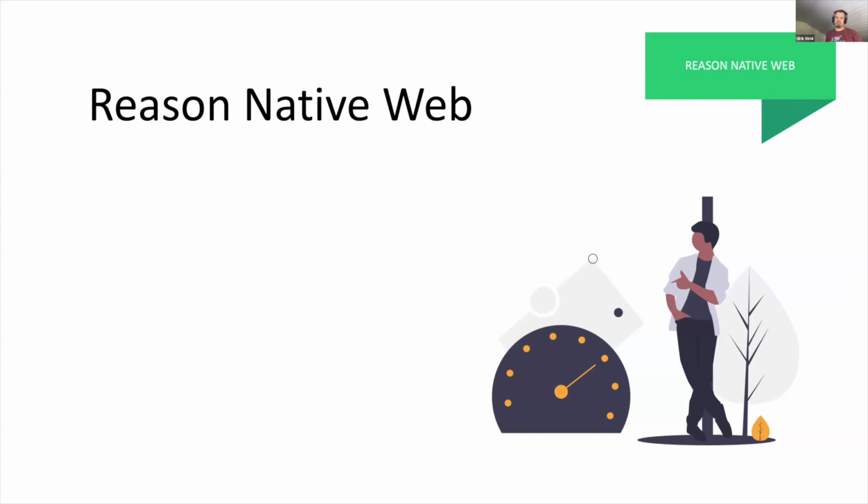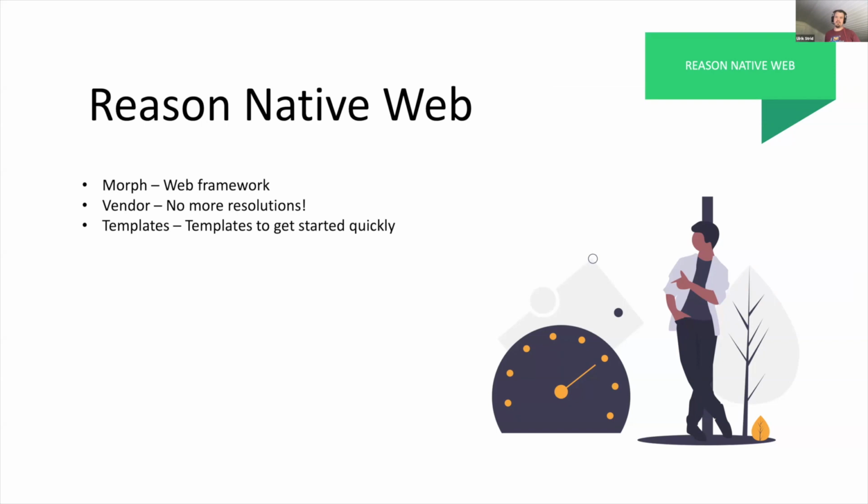So Reason Native Web. Reason Native Web is a collection of repositories on GitHub, where we have Morph, which is a web framework. We have a vendor repository that tries to eliminate resolutions when working with Morph and other web-related stuff in Reason. We also have a few templates to help you get started quickly with Morph development. We have a Docker repository with some images for different OCaml versions and some libraries like Morph, etc. So it's like 3 layers that you can just easily get started with. You don't have to do all the tedious setup.